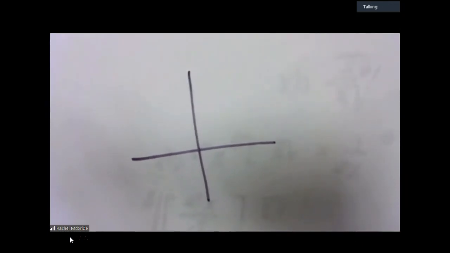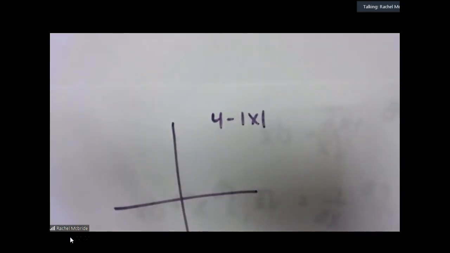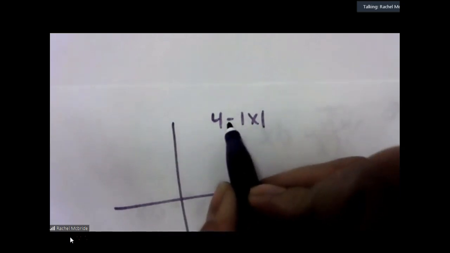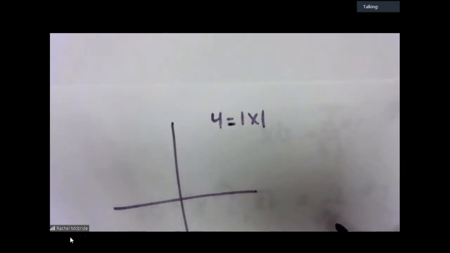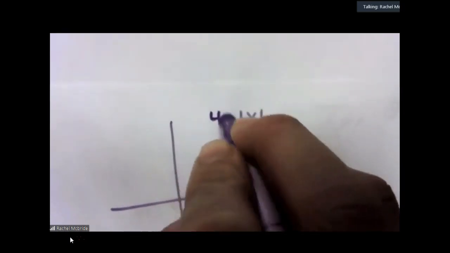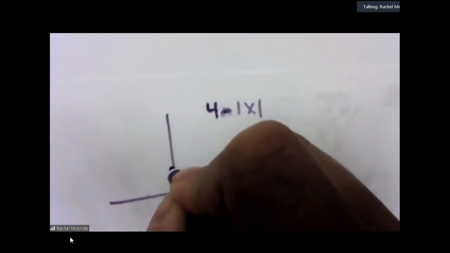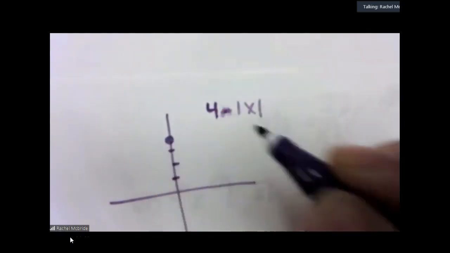That is an absolute value equation. An absolute value equation is a V-shaped graph. 4 minus the absolute value of x. So that tells you that the graph is reflected, and the 4 tells you it's shifted up 4. So my graph is reflected and up 4. So my V is up 4 and open down.